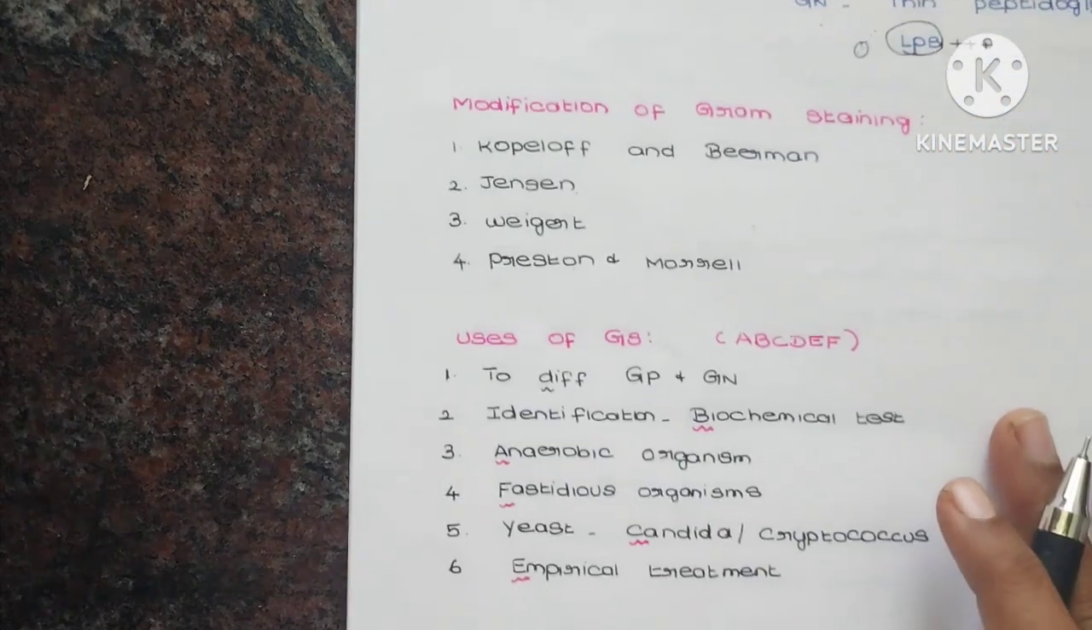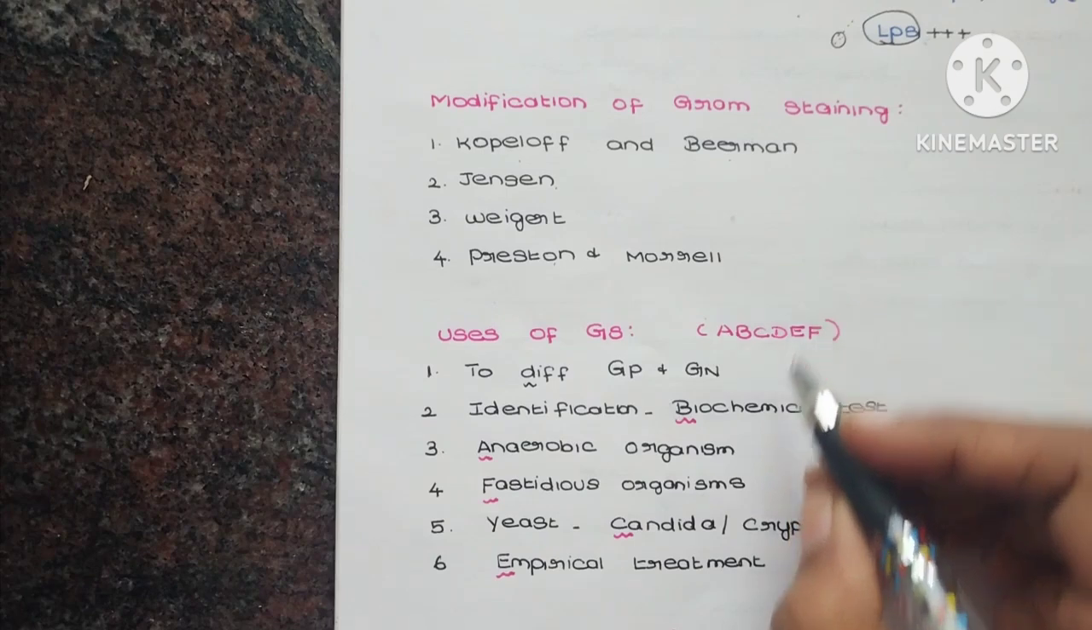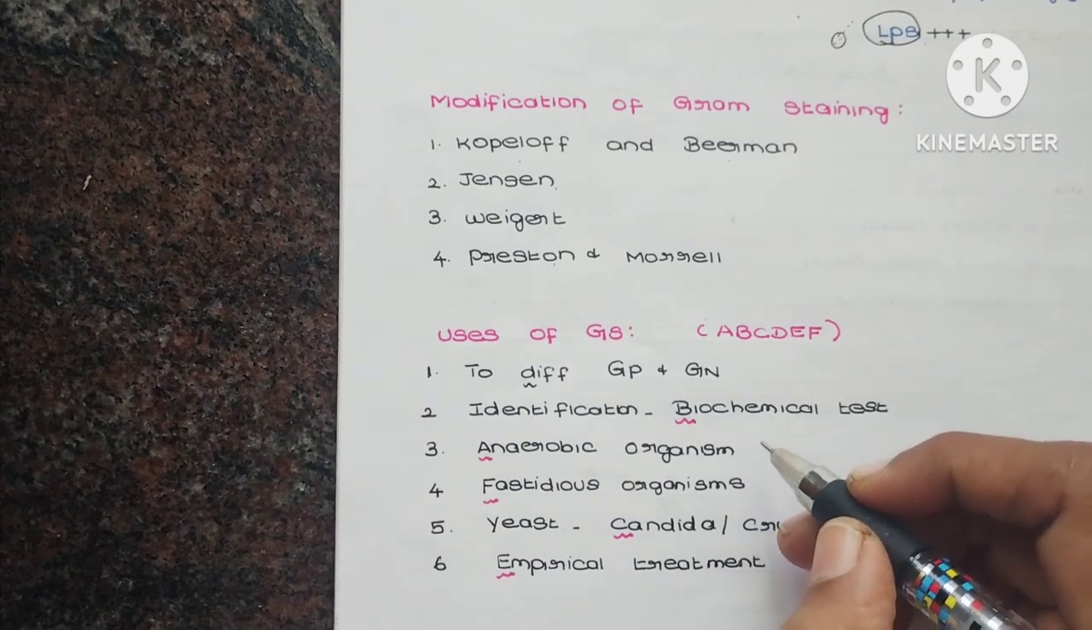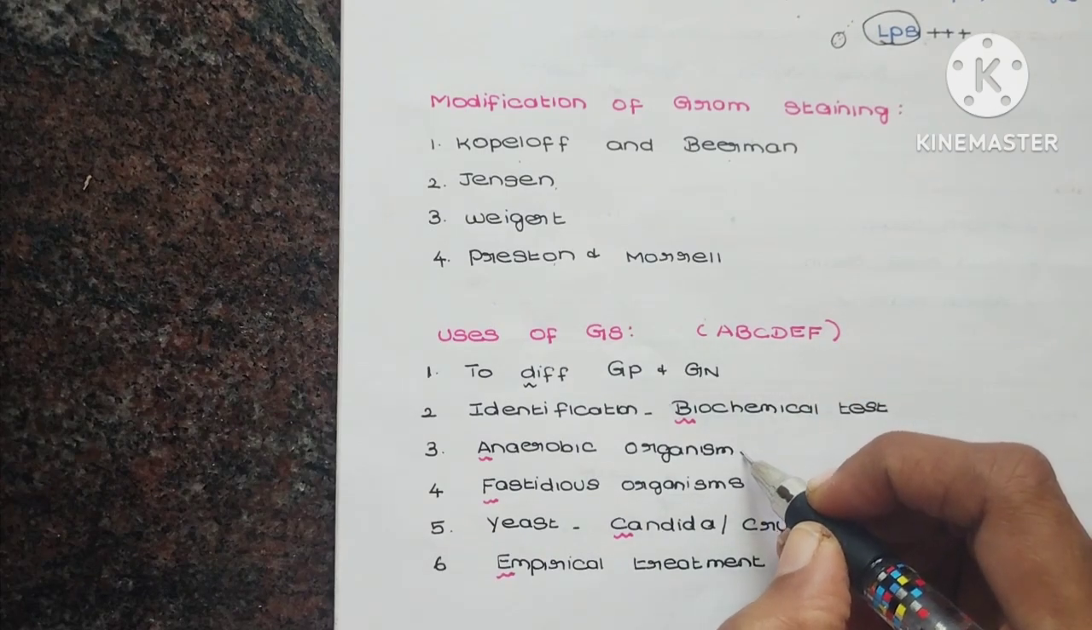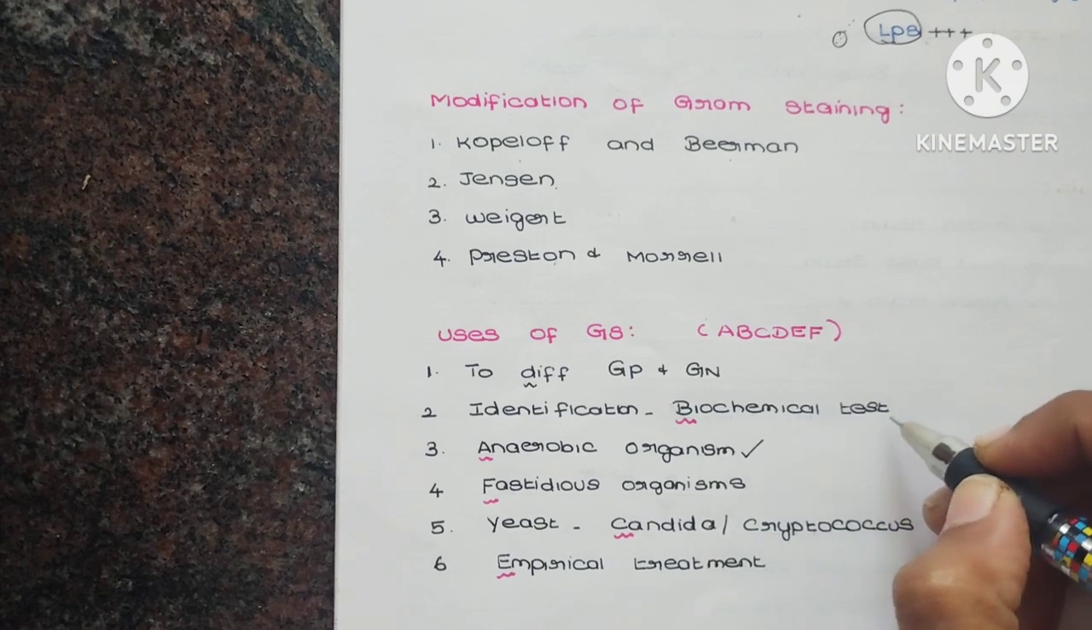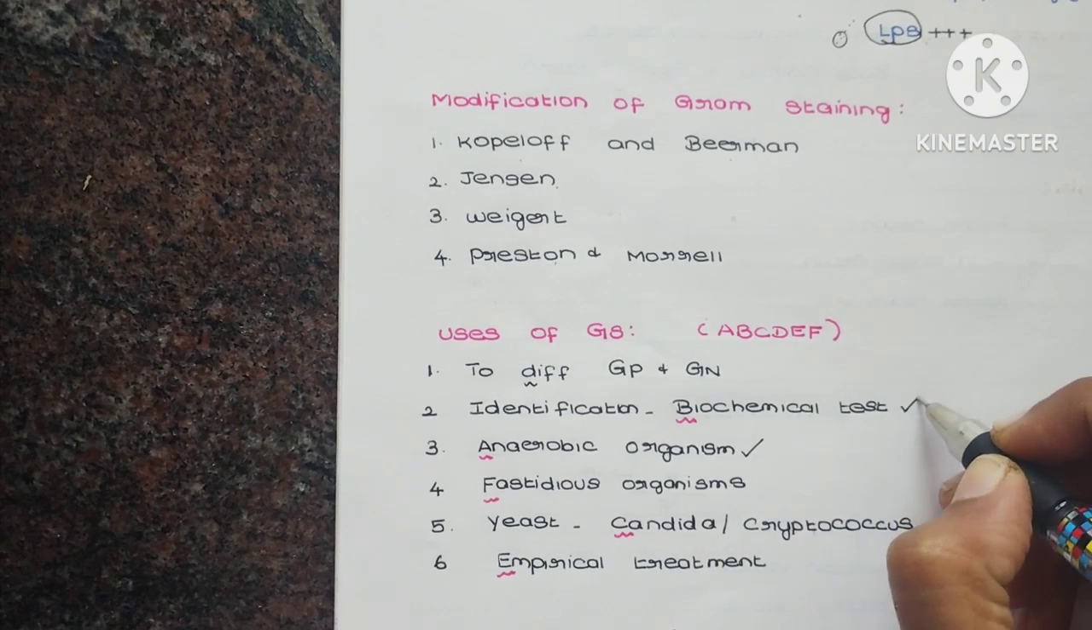Okay. So now, coming to the uses of gram stain. Just remember, first, you can get a clue whether it belongs to an anaerobic organism. Next, you can get a clue on how to proceed with the biochemical tests, because if it is a gram positive, you will be dealing with tests like catalase and coagulase.